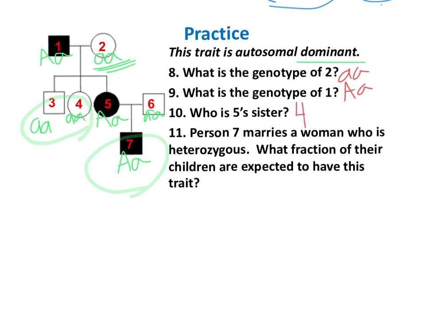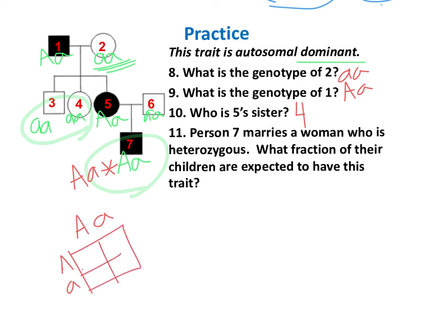And then if person 7 marries a woman who is heterozygous, so they're going to get married, what fraction are expected to have this trait? I don't imagine things in my head. I draw them. It takes me a few seconds, but is much more likely I'll get the answer correct. This particular trait is dominant, so all of these 3 kids will have that trait. So 3 out of 4 kids will have that trait.